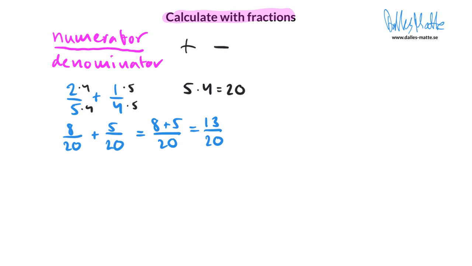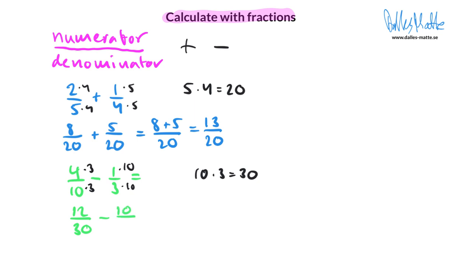If we have a subtraction, then we can do like this. We have, for example, 4/10 minus 1/3. And we don't have the same denominator, then we must solve that problem first. We have 10 multiply 3, it's 30. And then I do like this to get the same denominator. Then I got 4 multiply 3, it's 12 over 30, minus 1 multiply 10 is 10 over 3 multiply 10 is 30. And now I have the same denominator. And then I can do the operation 12 minus 10 over 30. And this is 2 over 30.